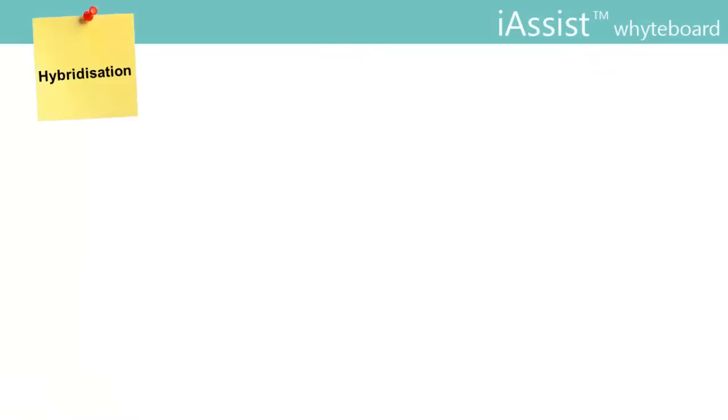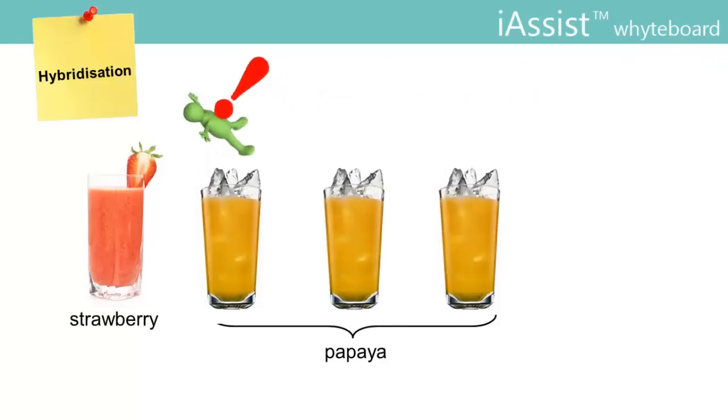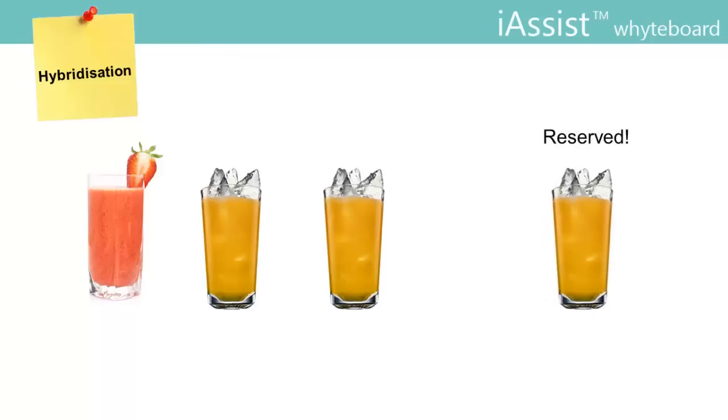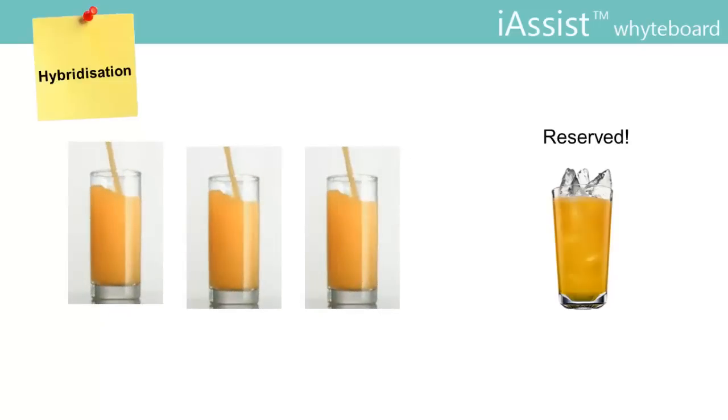Now let's reset the scenario. Again, I have four friends over at my place, but this time one of them has a serious allergy to strawberries. I have the same amount of the same juices, but how do I serve them now? Because of the allergy, I'll have no choice but to reserve a glass of pure papaya for my allergic friend. I then again be fair to the rest and mix my remaining juices, two glasses papaya and a glass strawberry, to create another unique fruit punch.